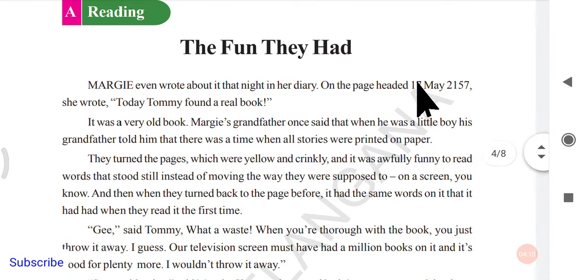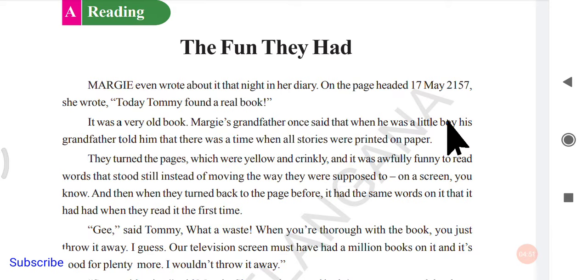So Margie even wrote about it that night in her diary, on the page headed 17 May 2157. She wrote, "Today Tommy found a real book." One character you can see here is Margie, and another is Tommy. Imagine that right now it is 17th May 2157, not 2020. We have just gone too far into the future. On that particular day something very unimaginable has happened.